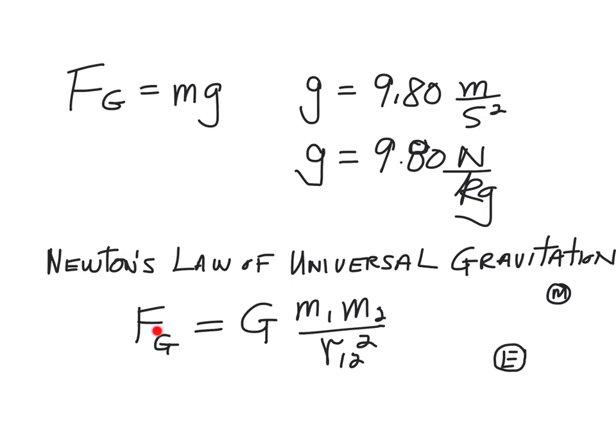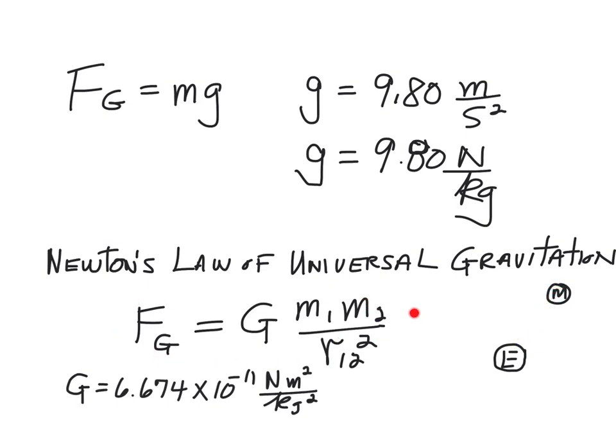So if we wanted to calculate the force of the Earth on the Moon, we would take the universal gravitational constant G, which has this value, and we would multiply it by the mass of the Earth times the mass of the Moon, divided by the distance between their centers squared.